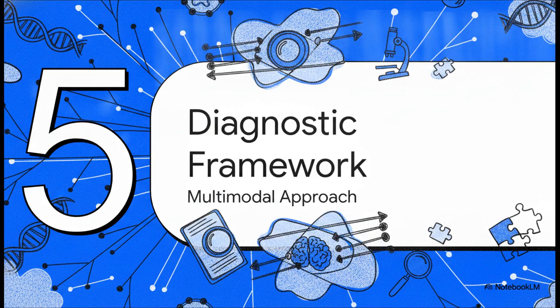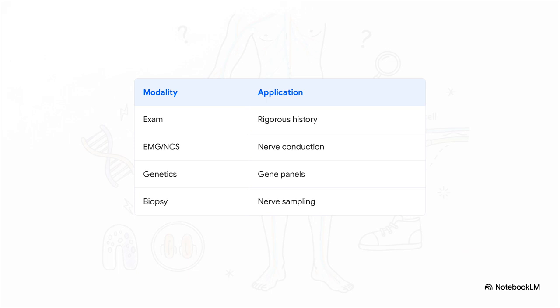So how do we put this all together? That brings us to Section 5, establishing a multimodal diagnostic framework. With such a complex differential encompassing both stealthy metabolic pathways and vast genetic variables, the traditional diagnostic funnel has historically relied on a standardized sequence. We start with a rigorous clinical history, move to electrodiagnostic studies like EMG and nerve conduction studies, then to targeted genetic panels, or, in rare, highly complex cases, an invasive sural nerve biopsy.